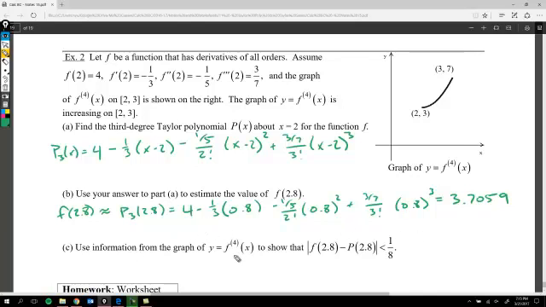Now they want me to use this graph to show that my error is less than 1/8. Here's what I'm paying attention to on my graph. Between 2 and 3, my values go from 3 to 7. Here's what's important. I'm centered at 2; this is my center. I'm estimating 2.8, which is about here maybe. I don't really know, it doesn't really matter. We'll say that's about 2.8.